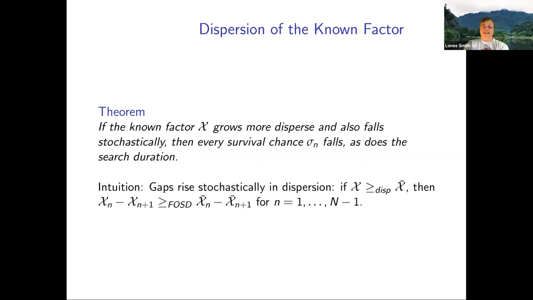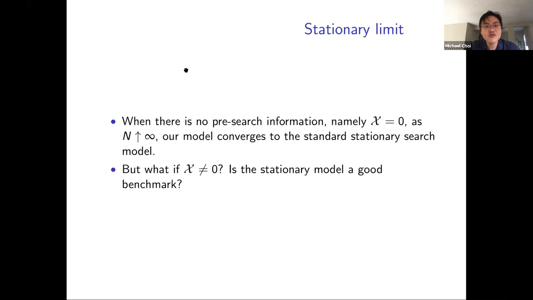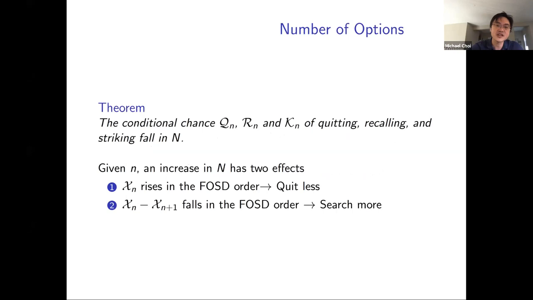I have one more thing to say. Finally, we want to explore the limit that Lawrence mentioned earlier. That is, if you allow the number of options to explode, do we converge to the stationary model or not? In other words, is the stationary model a good benchmark or not? If we are in a world where the known factor degenerates, so there's no information, then the answer is obvious, because it's the same as the stationary model. The non-trivial part is when x is non-zero and you increase the number of options. What happens? The first observation is what happens before you hit the limit, with just a finite number of options.